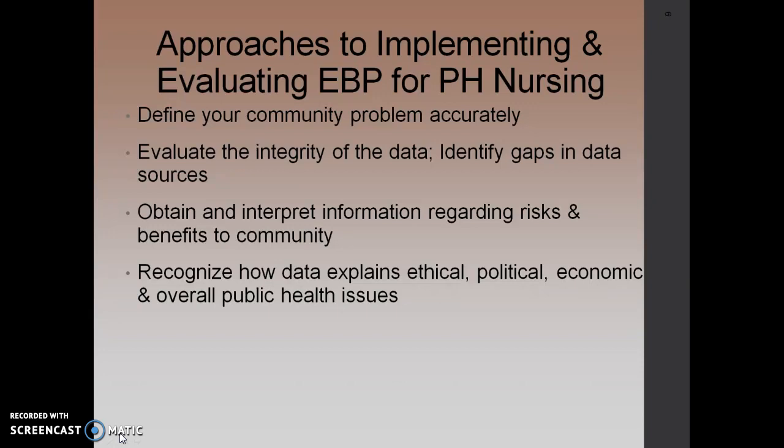So again, you can do it for your population in your community. You can look at your community problem, evaluate the data that you have, the research, the statistics that you're collecting, identify gaps in knowledge, and then look at the studies, look at the risk and benefits to the community of picking one study over another, and then look at the ethical situations, the political situations, the economic, what are those factors that you have to consider as part of your experience in the community related to this public health issue.